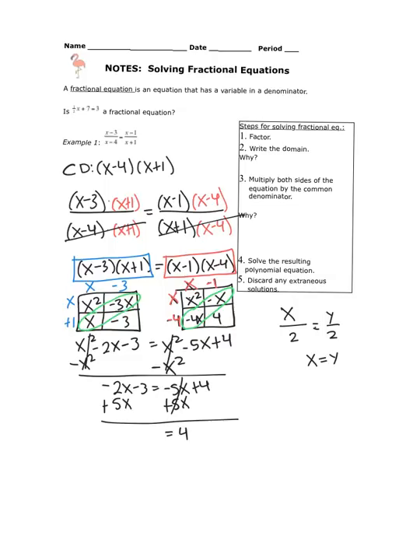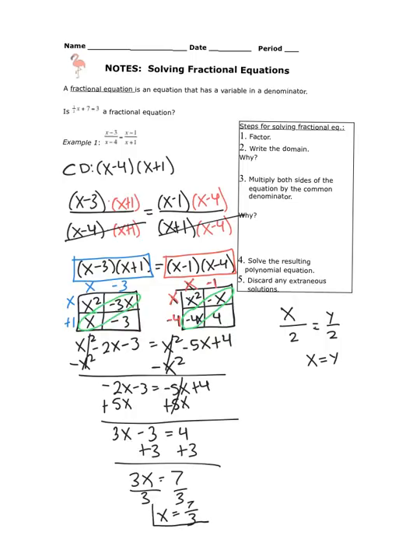Negative 2x plus 5x is the same thing as 5x minus 2x, gives you 3x. Okay. I want to get the 3x by itself, so I'm going to add 3 to both sides. So I've got 3x equals 7. Divide by 3 on both sides, and I've got x equals 7 over 3.